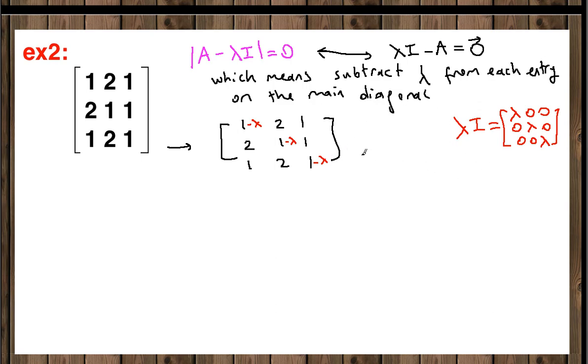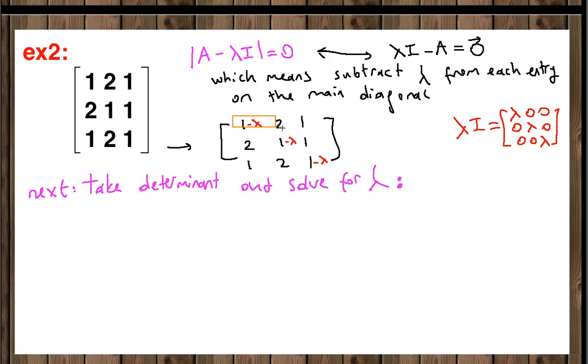Okay, now the next step is to take the determinant and solve for lambda. We can take the determinant using many different techniques for a 3 by 3 matrix. I would like to use row expansion, expanding along row 1. Let me rewrite it here so you can see clearly: 1 minus lambda, 2, 1, 2, 1 minus lambda, 1, 1, 2, 1 minus lambda.